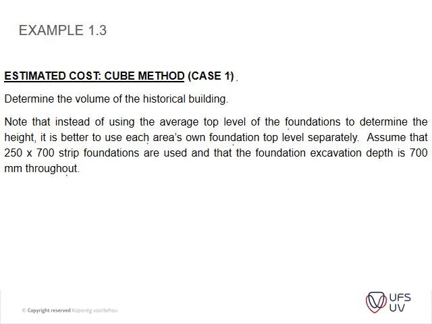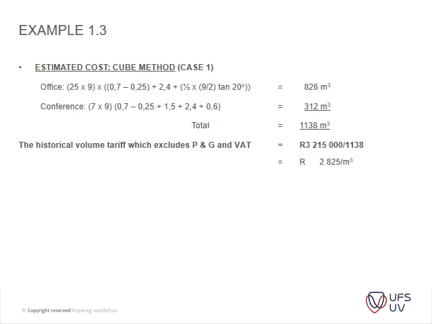So if you go through your examples, all that this is basically saying is whenever you use your cube method, it's better to calculate the different areas or the different volumes separately whenever you're doing your calculation. So it will be explained now. Okay, so your estimated cost cube method is your office building, and you've got a conference center. Basically what you've got is your area, then you calculate the height of your ceiling.